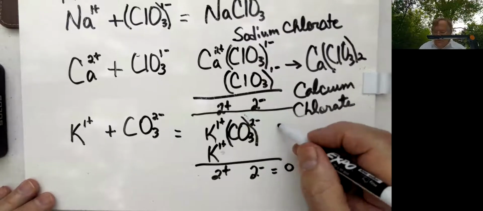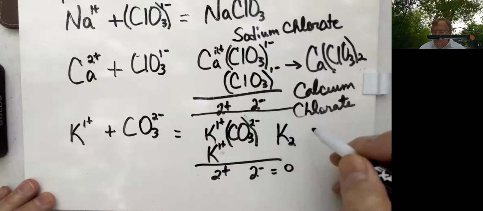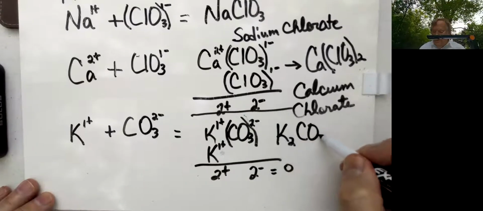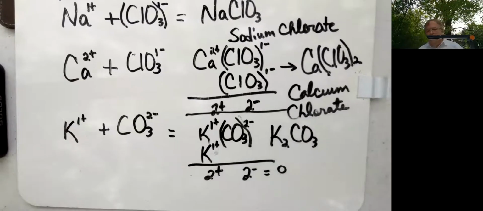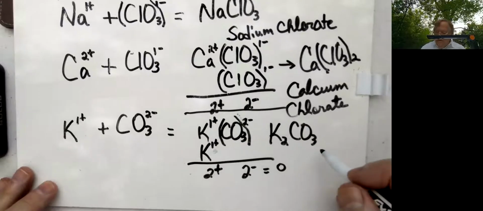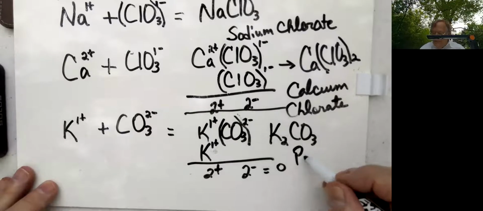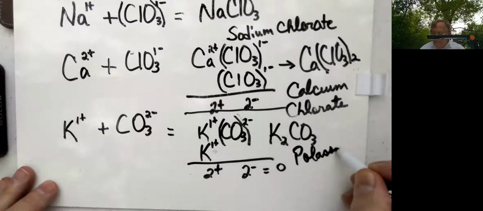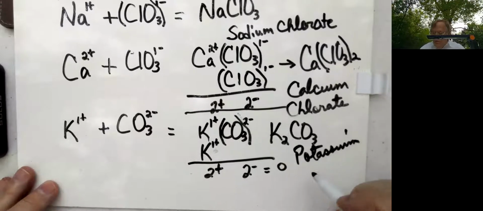Then my formula would be K2CO3. I didn't need but one carbonate this time, so I don't need to put a parentheses. All right, so this would be potassium carbonate.